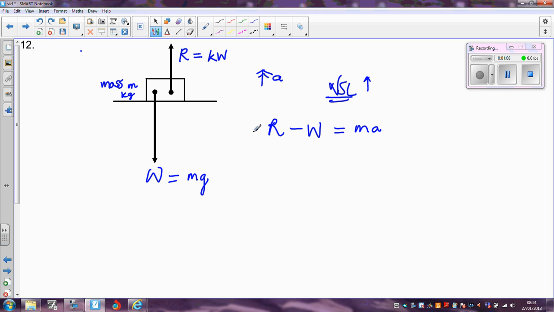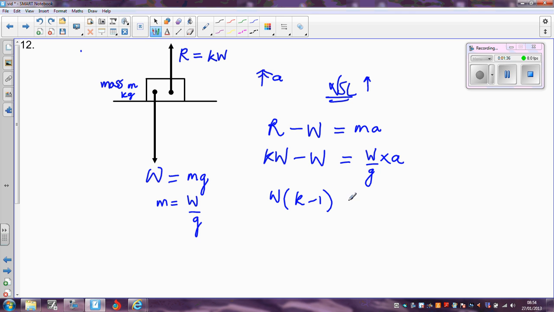Okay, let's start substituting. Instead of R, I can write KW, and I'm going to leave that as W. Now the mass, I don't actually know, but I can rearrange this and realize that m is actually just equal to W divided by g. So over here, I can use my mass as W over g multiplied by a. Okay, so if I factorize this side, I've got W multiplied by K minus 1 is equal to aW over g. And the question asks me to show that a is equal to g times K minus 1.